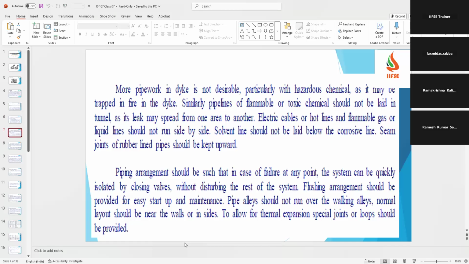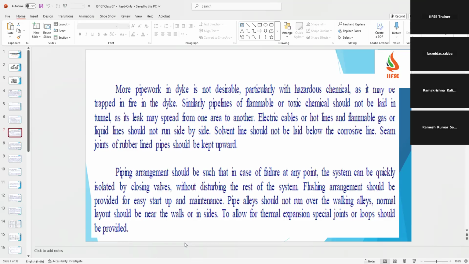Then electric cables or hot lines and also flammable gases or liquid lines should not run side by side. Solvent line should not be laid below the corrosive line. Seam joints of rubber lined pipes should be kept upward.